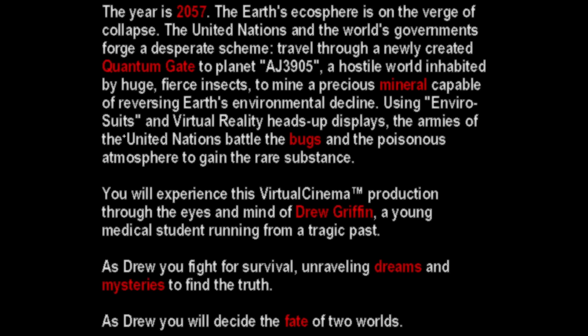The year is 2057. The Earth's ecosphere is on the verge of collapse. The United Nations and the world's governments forge a desperate scheme. Travel through a newly created quantum gate to planet AJ3905, a hostile world inhabited by huge, fierce insects, to mine a precious mineral capable of reversing Earth's environmental decline. Using envirosuits and virtual reality heads-up displays, the armies of the United Nations battle the bugs in the poisonous atmosphere to gain the rare substance.